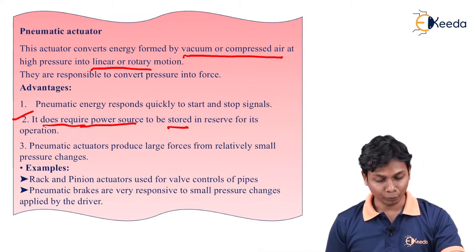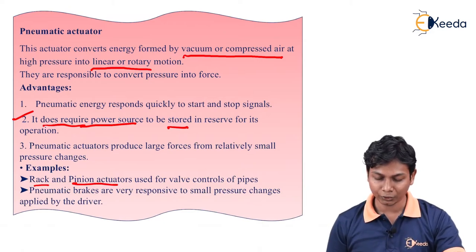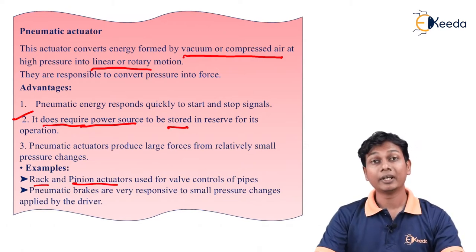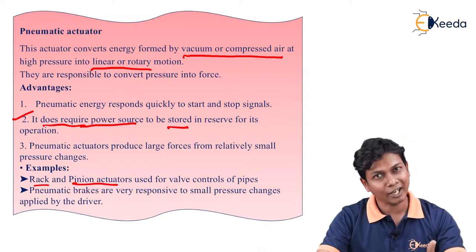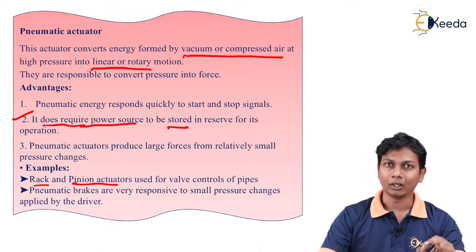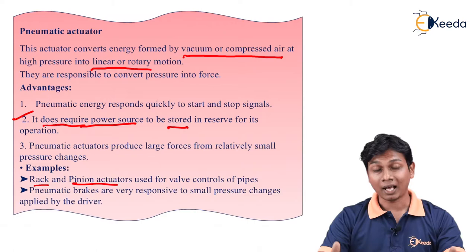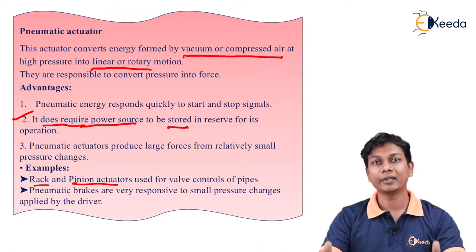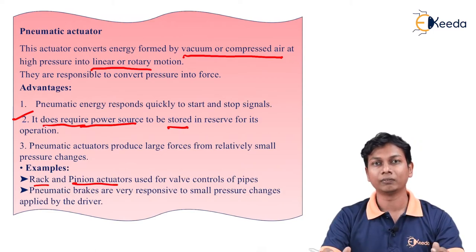An example of a pneumatic actuator is the rack and pinion actuator used for valve control of pipes. Pneumatic brakes are very responsive to small pressure changes applied by the driver. There are two types of brakes used in various vehicles, the hydraulic type and the pneumatic type. But when you use a pneumatic actuator, a small change in the brake makes a large change on the output side. So most of the time, high speed or heavily loaded vehicles use pneumatic actuators for the brake system.